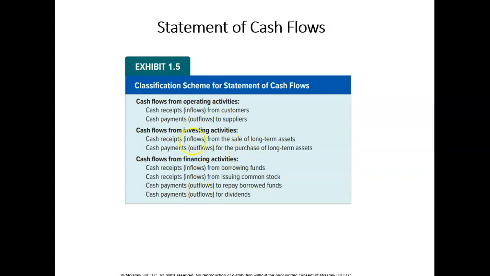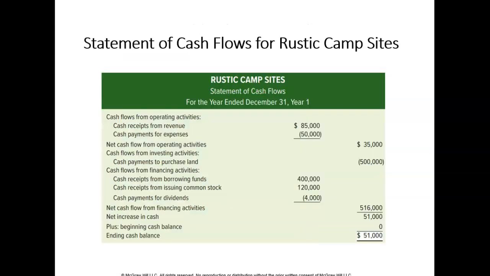We'll then combine these all together to determine overall what was our increase or decrease in cash. Okay, so let's take a look at this statement. For our statement of cash flow, we begin with operating activities. They show the money that came in and the money that went out from operating activities. Our cash increased by $35,000.